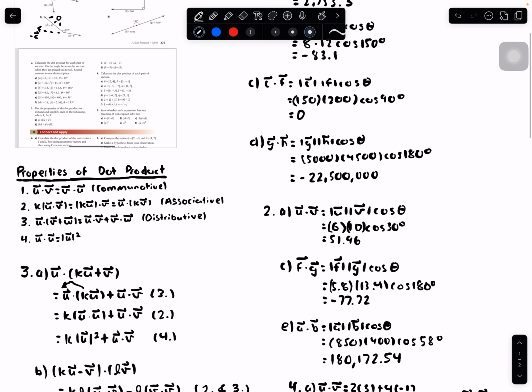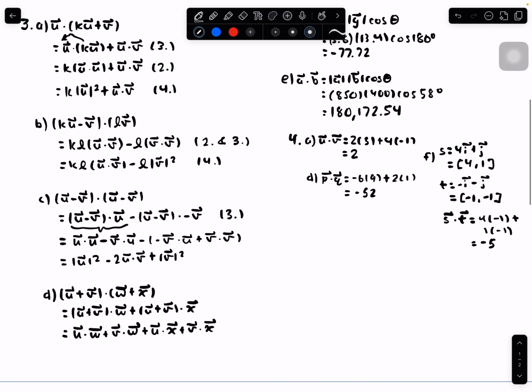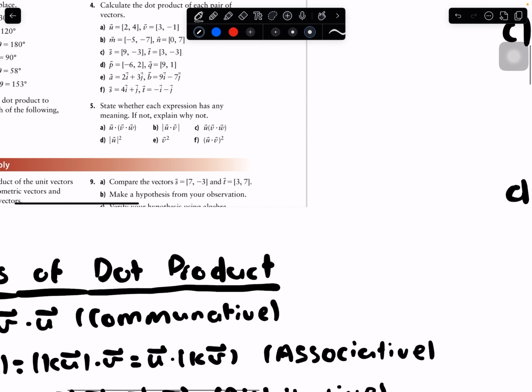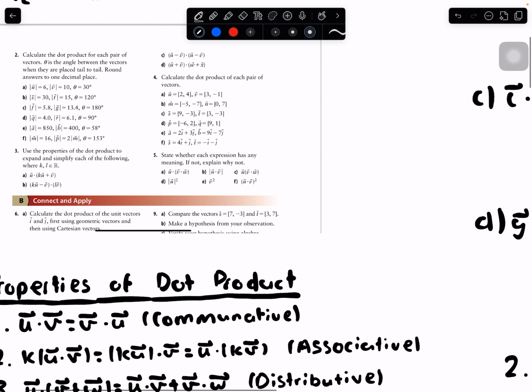All right. Now I don't want to smush everything on one page, so I'll do 5 on the side here. For 5a, we have u dot (v dot w). The inner operation will result in a scalar, and then we'll have a vector dot a scalar, which is not allowed. So A is not possible.